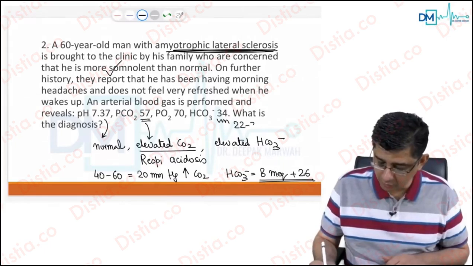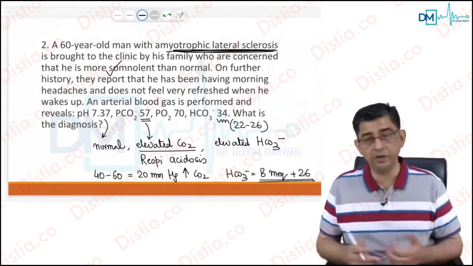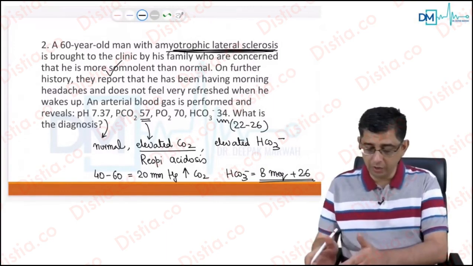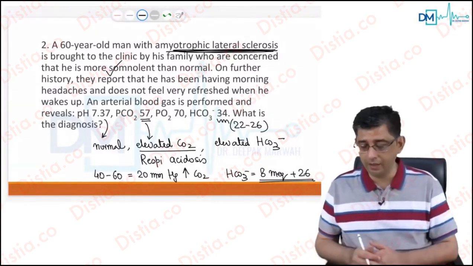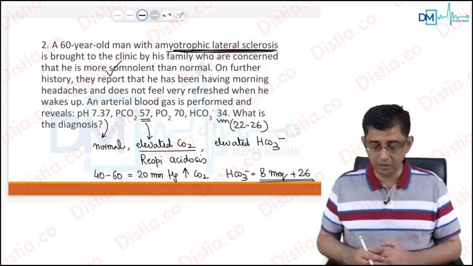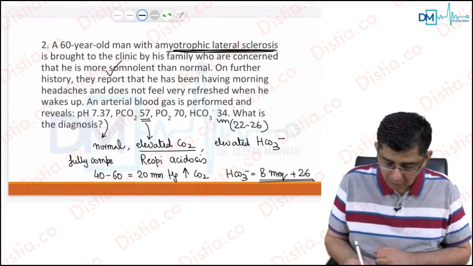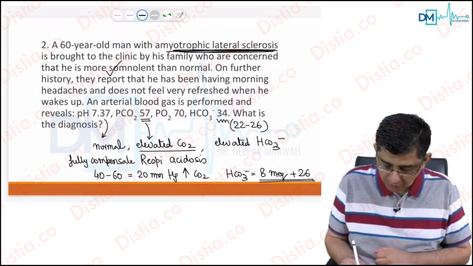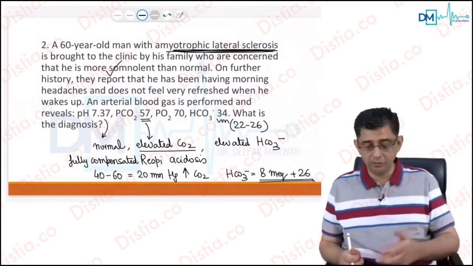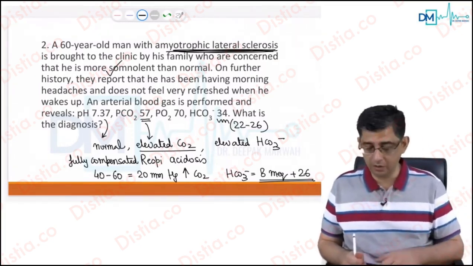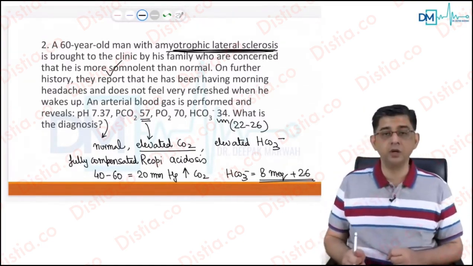You see, normal is 22 to 26, this is 34, so it is elevated. This bicarbonate is increased courtesy of the kidney. And look at the good thing it has done. It has ensured that the patient's pH has become normal. So the answer to this question will be fully compensated respiratory acidosis. Why am I saying fully? Because pH is stabilized in the patient courtesy of the help of the bicarbonate.